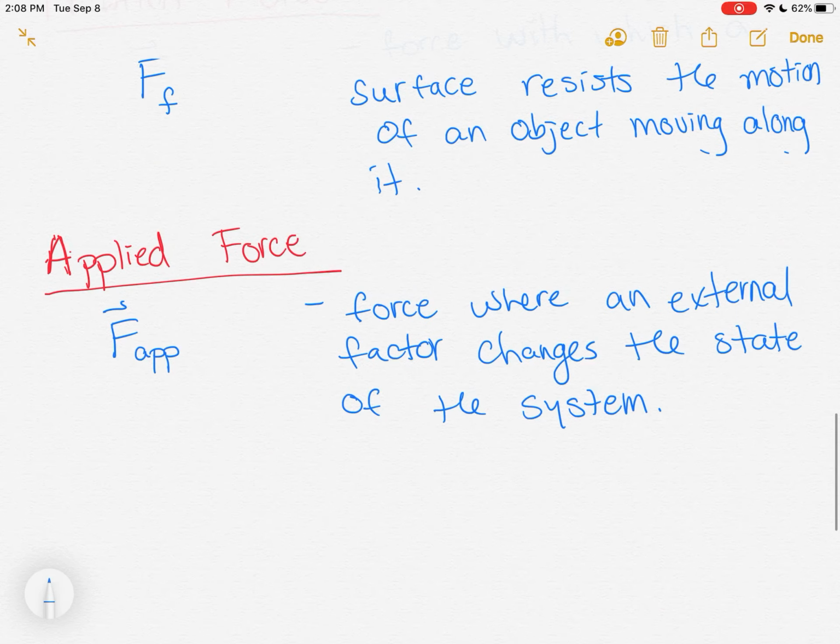Okay. For applied force, we're going to actually draw two examples here, just to show the difference between what is an applied force versus what is not an applied force. Because applied forces actually require contact with the object.